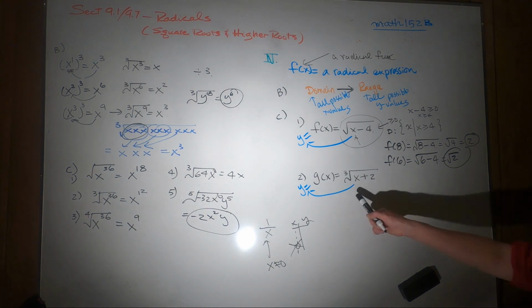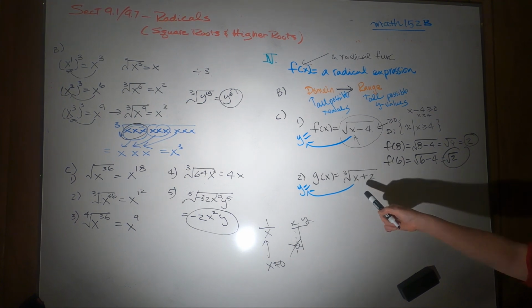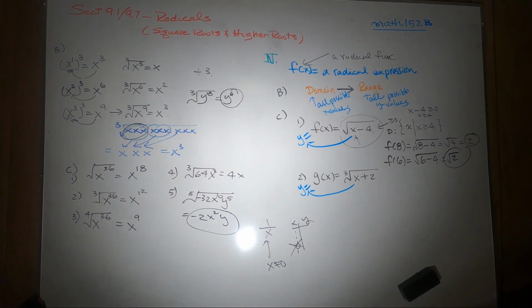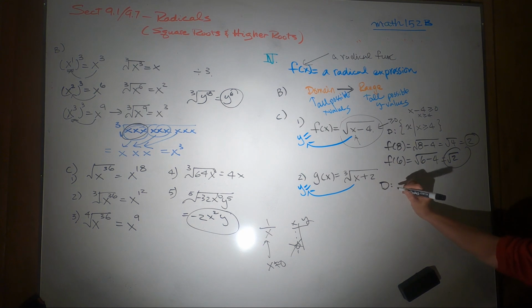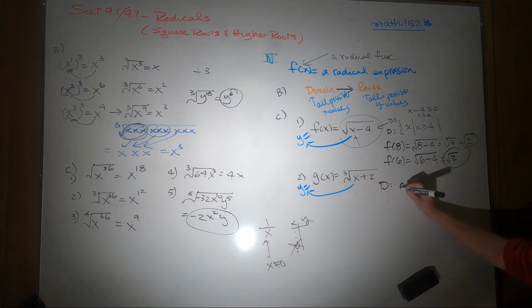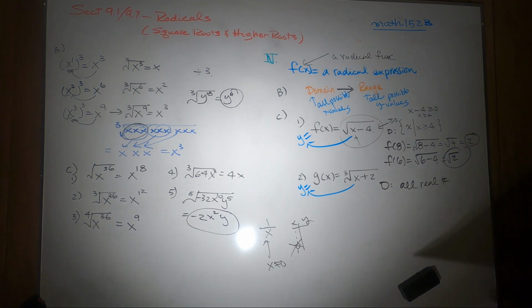Then for this one, another function. It's a cube root, an odd root. So there's no restriction inside. You can use positive, negative, fractions, decimals, zeros. So you can plug in anything for x. So your domain is what? All real numbers. You can use any number.